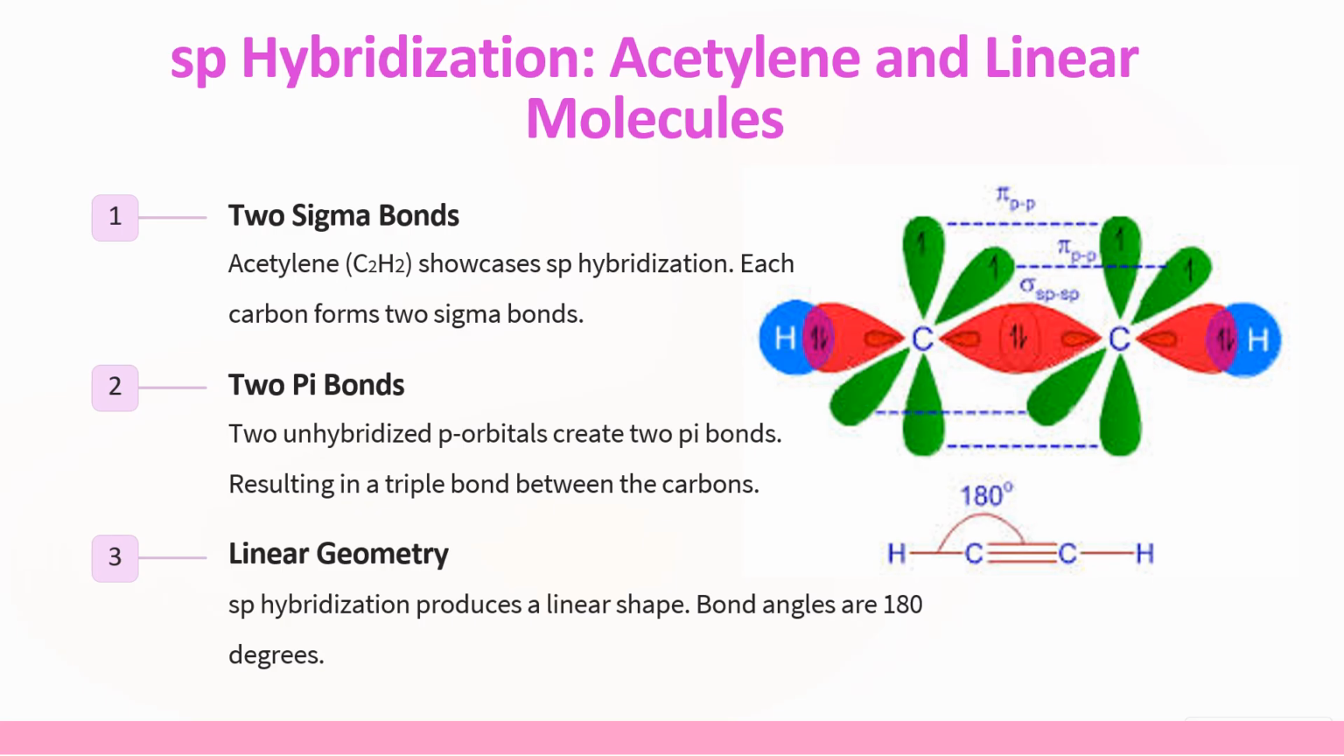Now, what about the other p orbitals? Well, each carbon has two unhybridized p orbitals, which overlap sideways to form two pi bonds. These pi bonds create a triple bond between the two carbon atoms. As a result, acetylene has a linear shape with bond angles of 180 degrees, giving it a straight line structure.